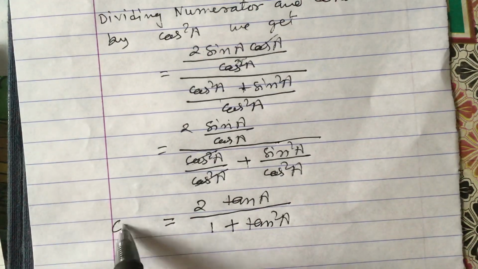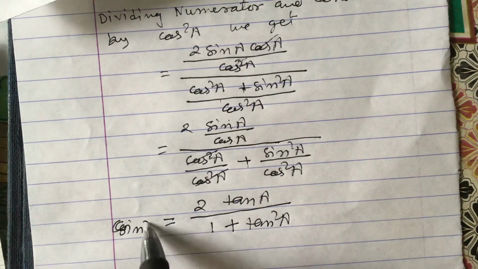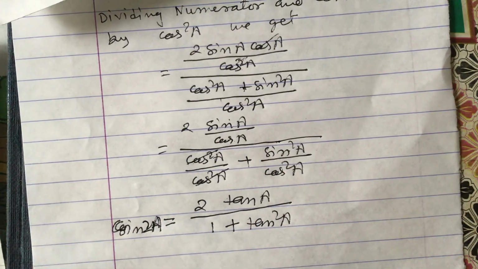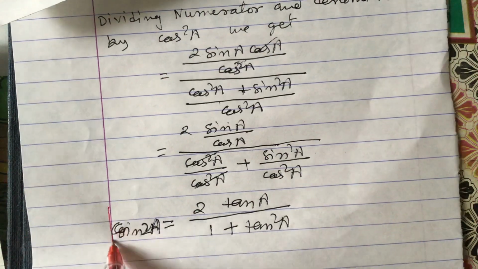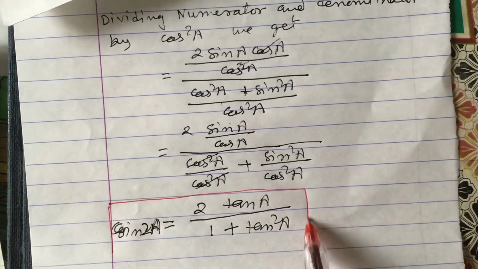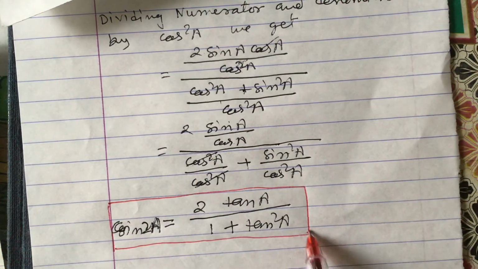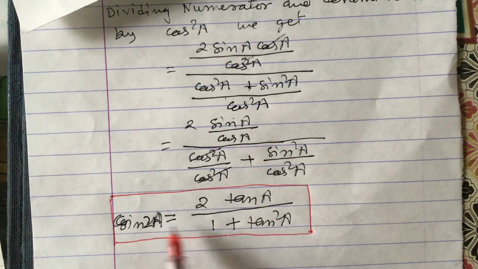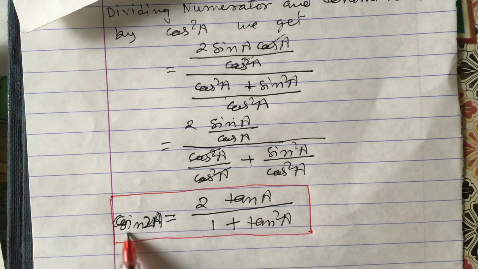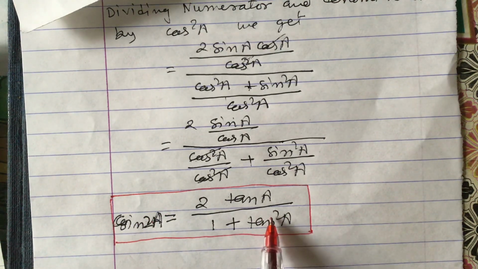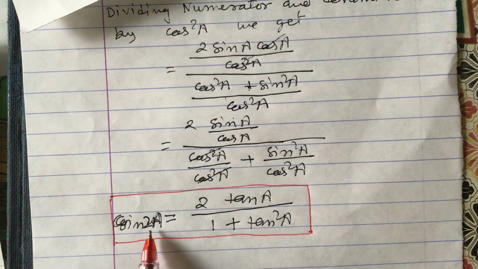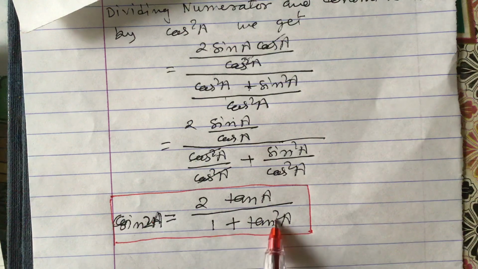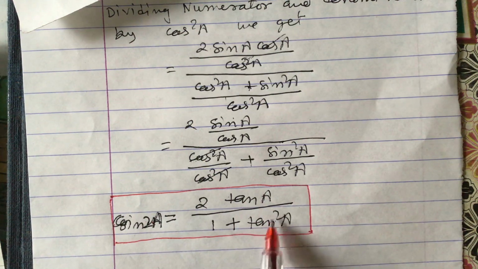So this is the formula of sine 2A in terms of tan. So in examination, suppose you are asked to derive the formula of sine 2A in terms of tan, or sometimes you will be asked to express or reduce sine 2A in terms of tan, then we can do this one. We can find out this one.